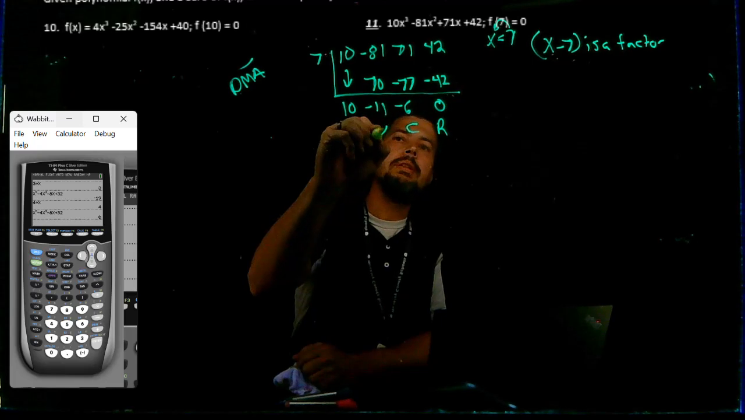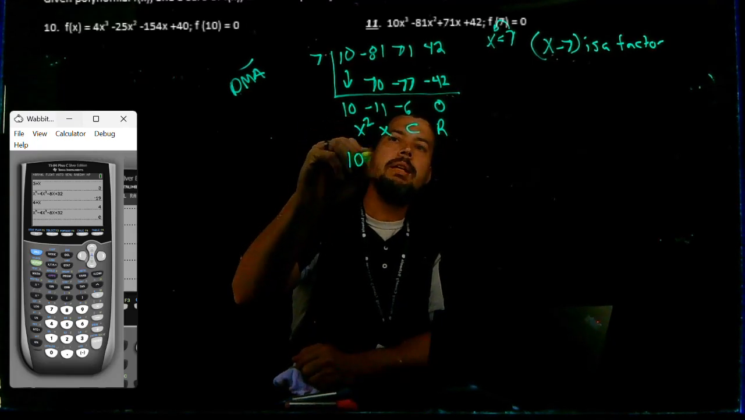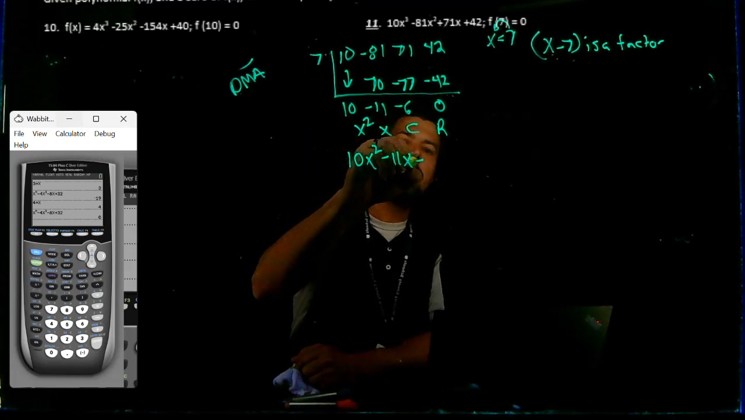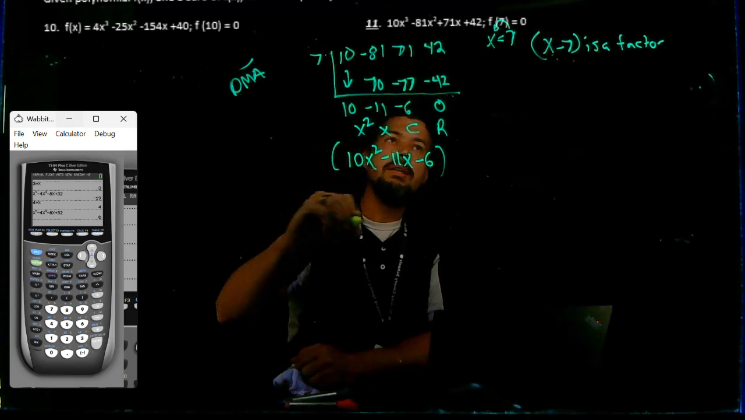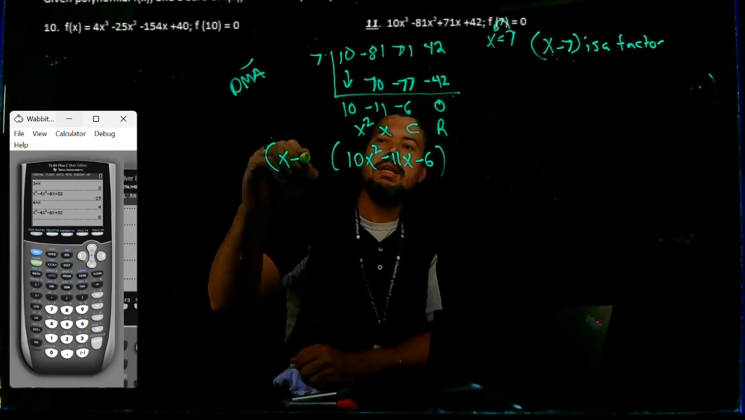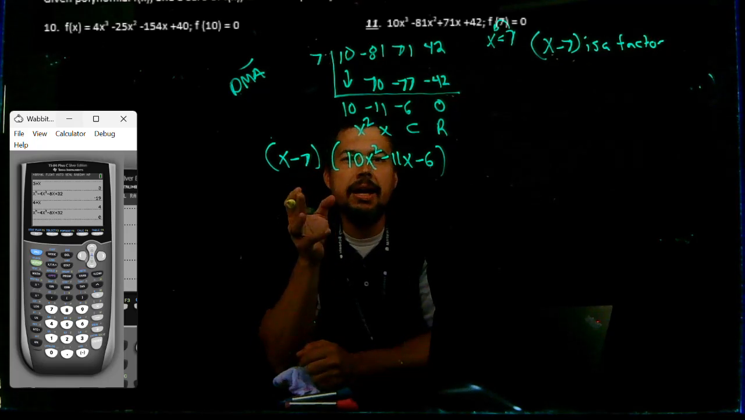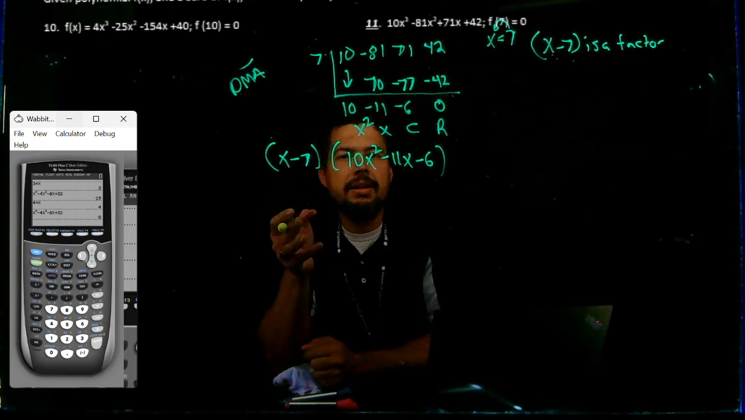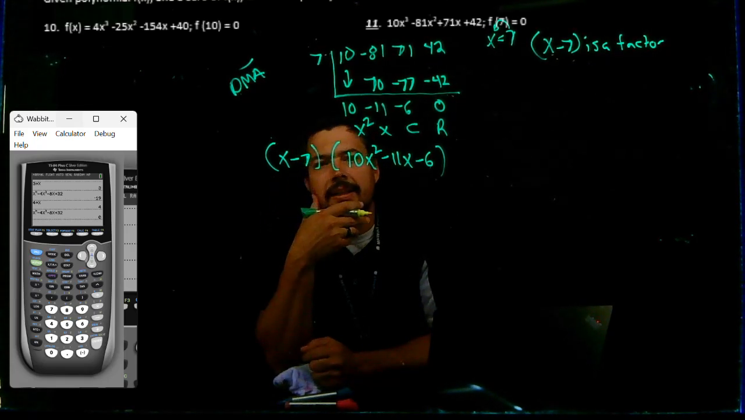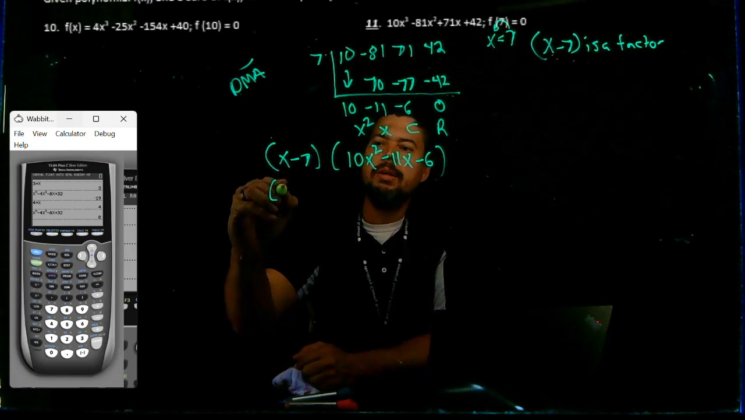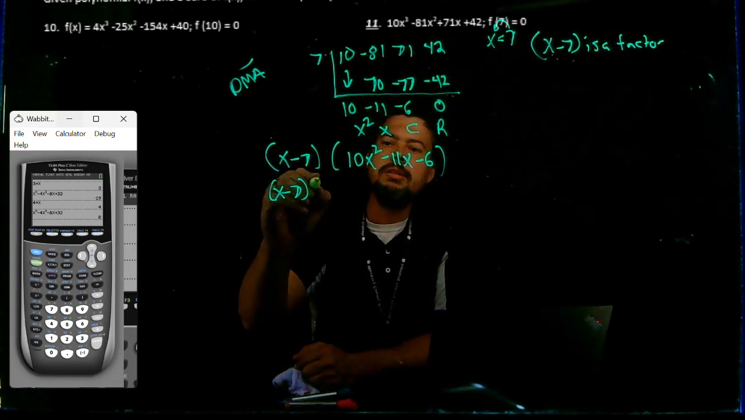Remainder constant x squared, 10x squared minus 11x minus 6. And the existing factor, x minus 7. Again, we're supposed to factor this as far as we can possibly factor it, so we're going to keep factoring. My gut says to make a 10x squared, I'm going to use a 5x and a 2x.